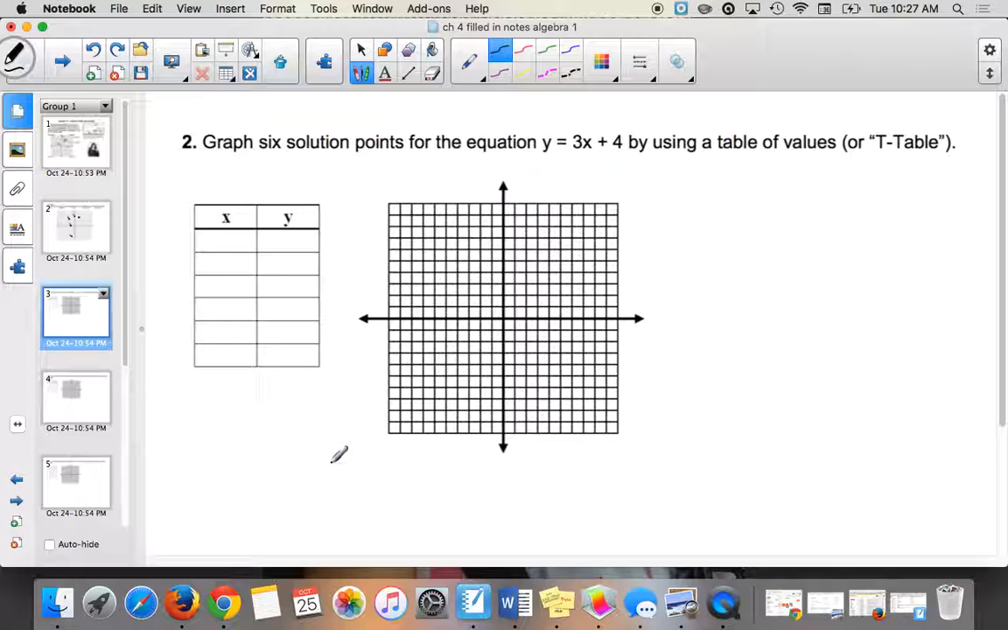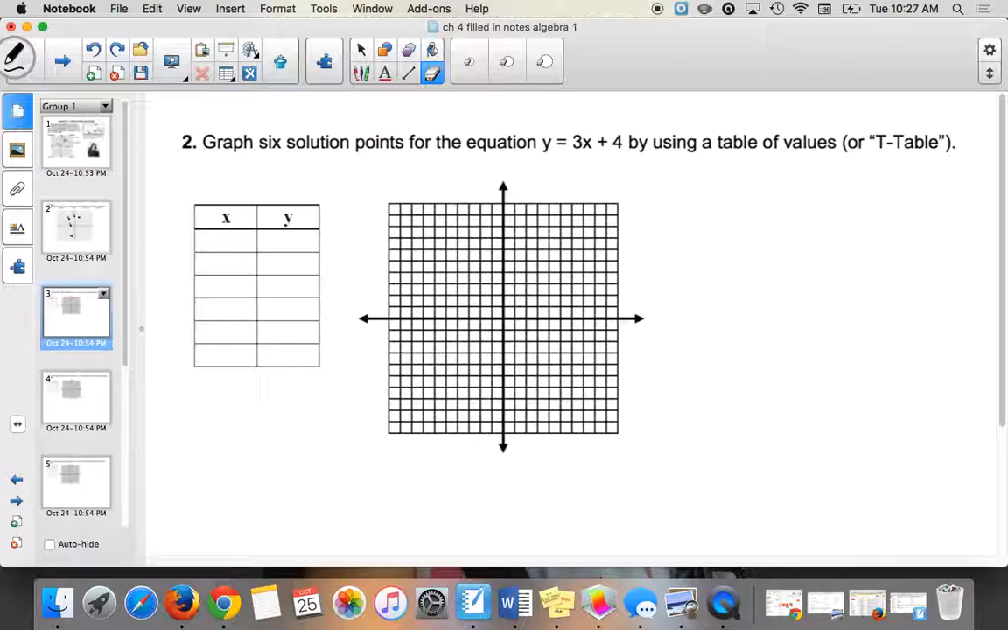So for number 2, it's a little bit more challenging. It says graph 6 points for the equation y equals 3x plus 4 by using a table of values. Sometimes I'll call a table of values a t-table. That's how I learned it when I was growing up. Okay, so with this t-table, and we say it because it makes a big T, we would put in values for x, and we're going to get values for y.